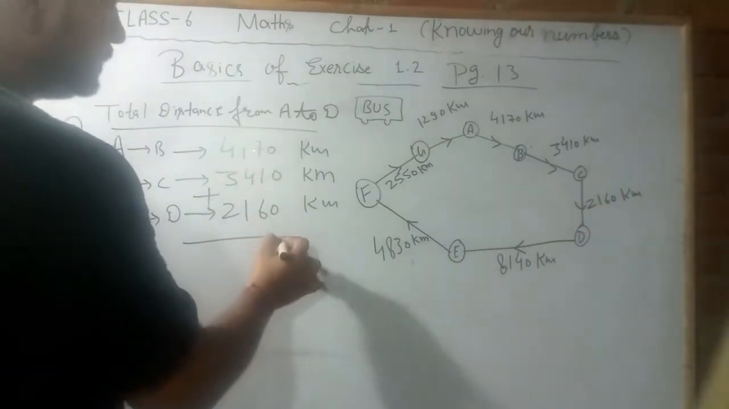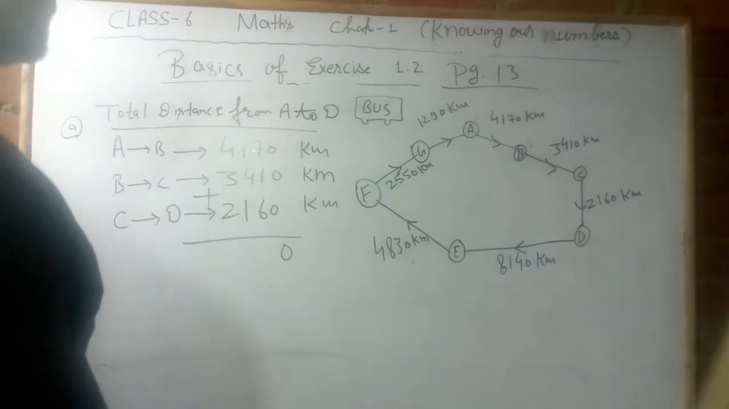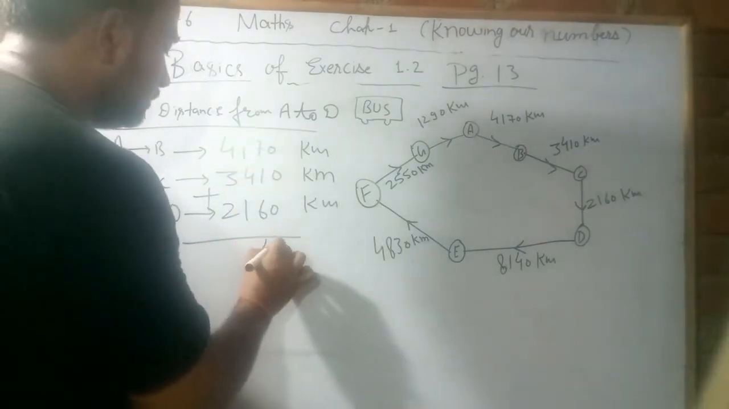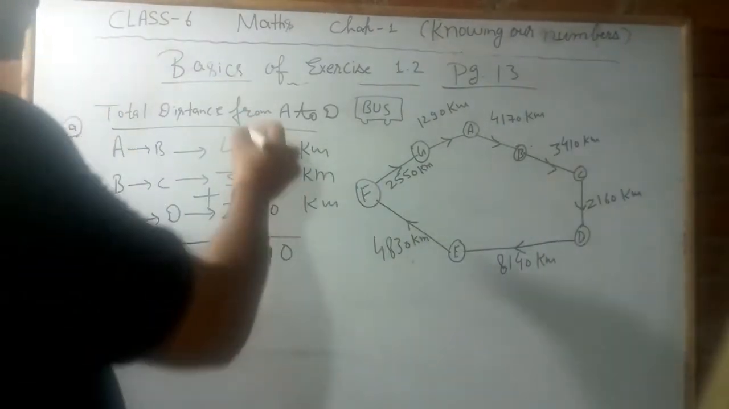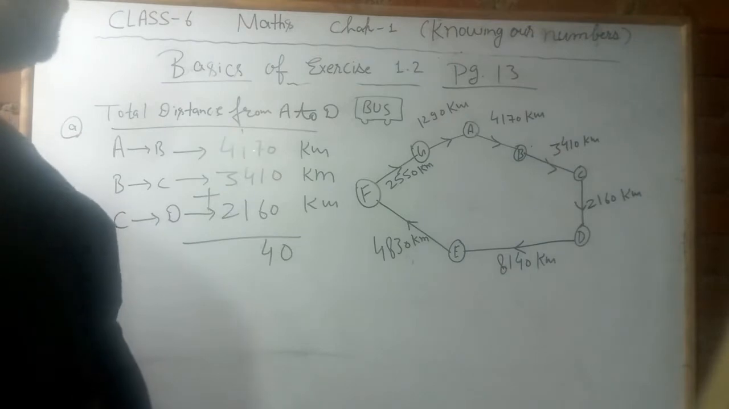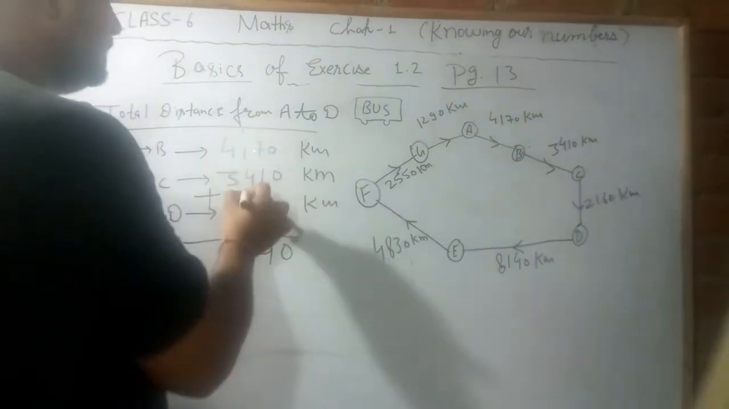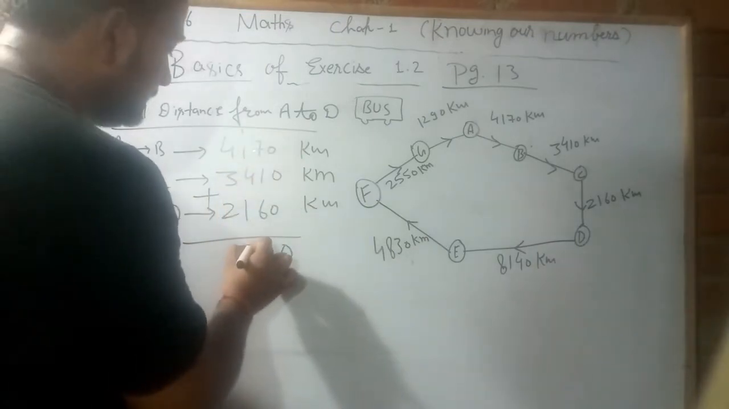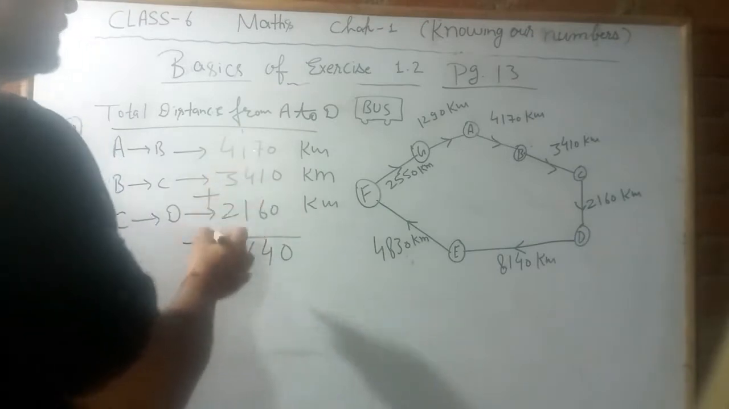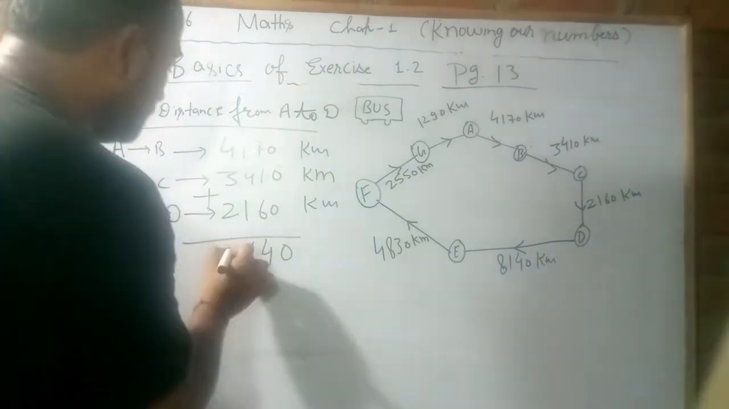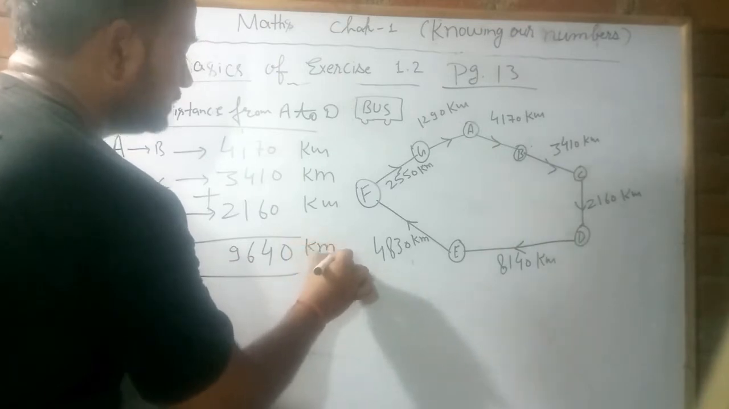0 plus 0 plus 0, 0 will come. 7 plus 1, 8, 8 plus 6, 14. Now 1 carry. 1 plus 4, 5, 5 plus 1, 6, 6 plus 1, the carry is added in this. So 6 will come over here. Now 4 plus 3, 7, 7 plus 2, 9. So it is your first answer.